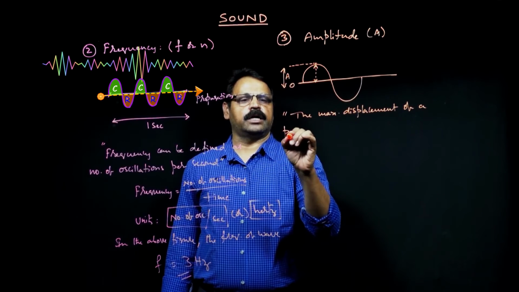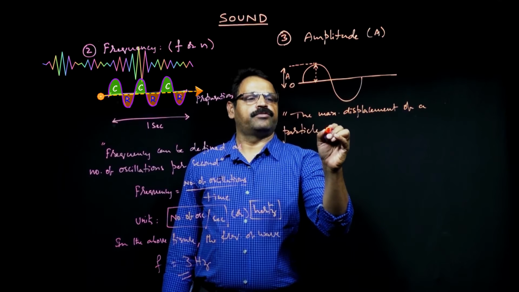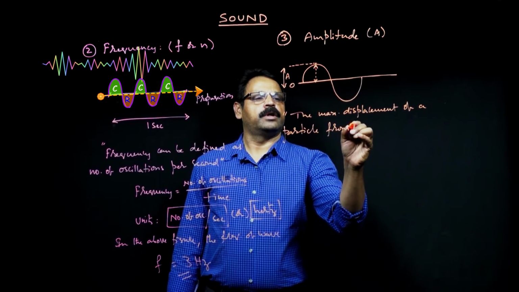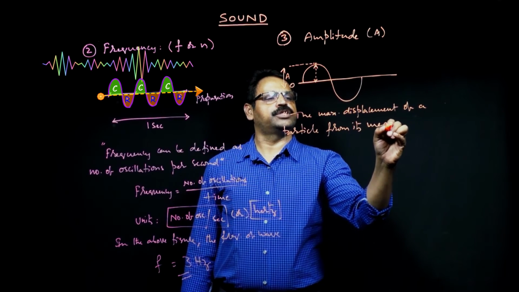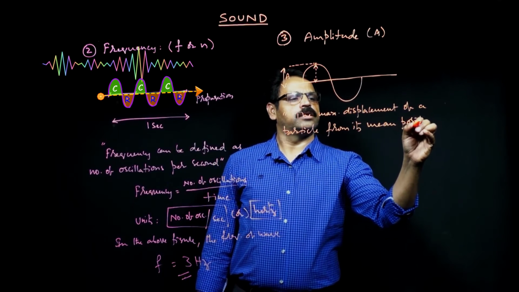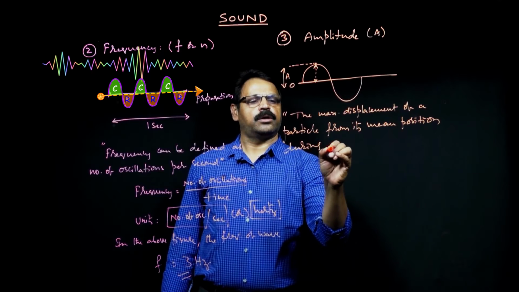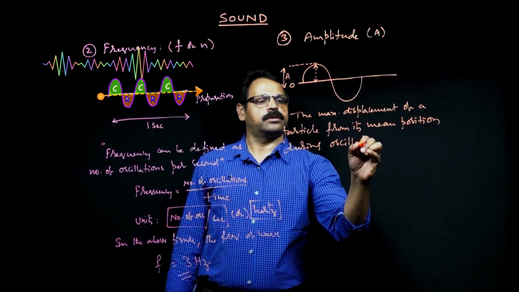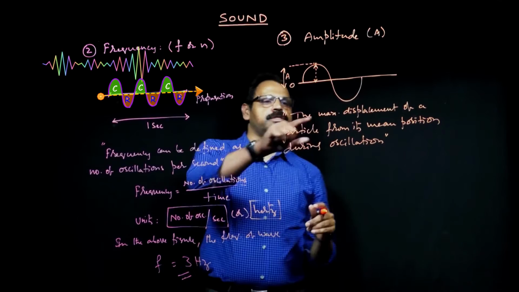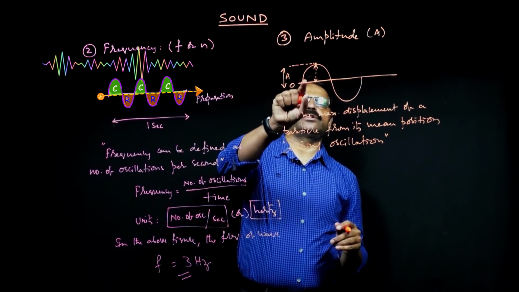So amplitude can be defined as the maximum displacement of a particle from its mean position during oscillation. So this is the maximum displacement. So here to here it is going.